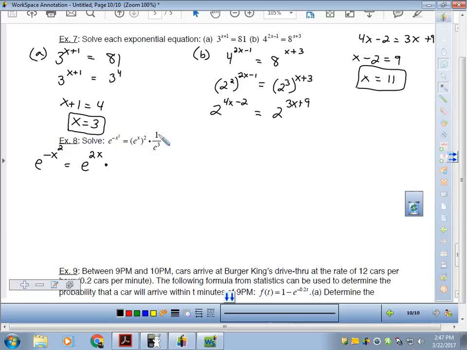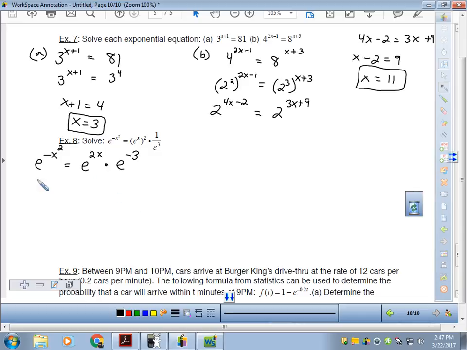times, here, I have 1 over e to the 3rd. E to the 3rd is on the bottom. Well, according to my exponent rules, if it's on the bottom, originally it was a negative exponent. It was e to the negative 3 power, because the negative caused it to flip down to the bottom.